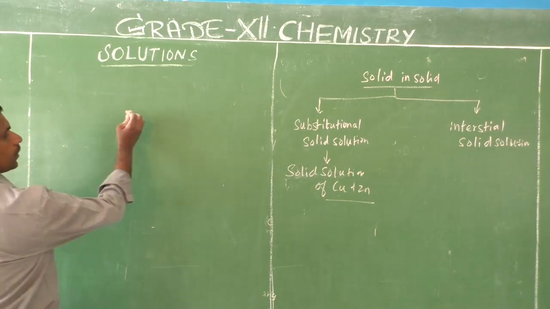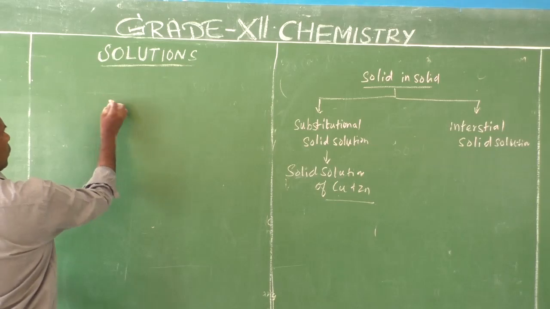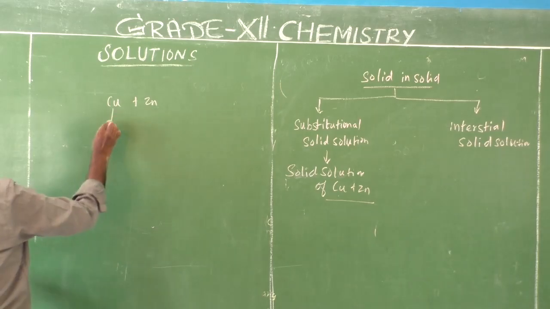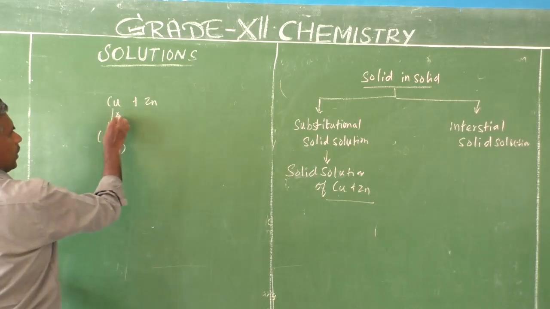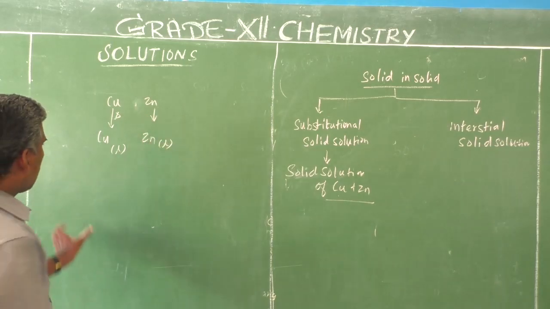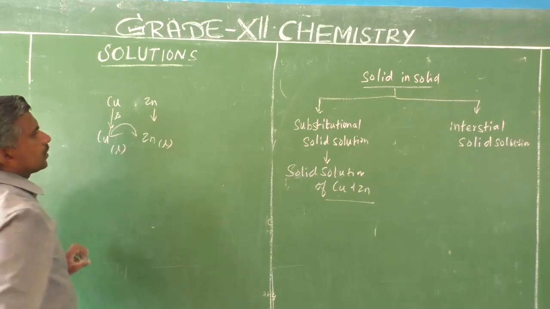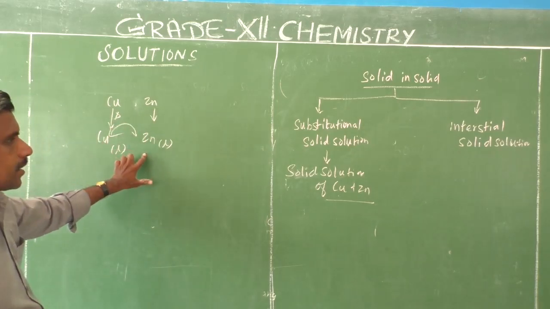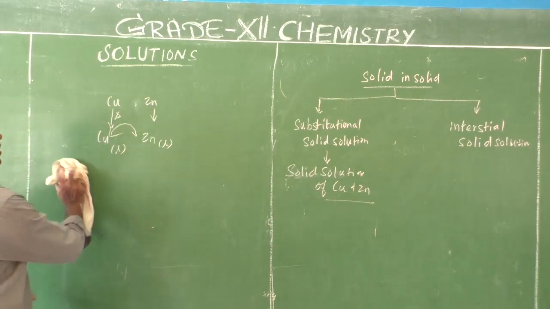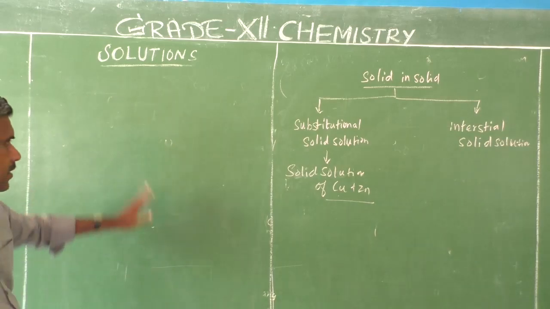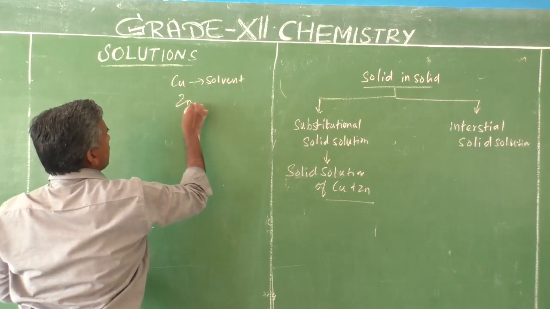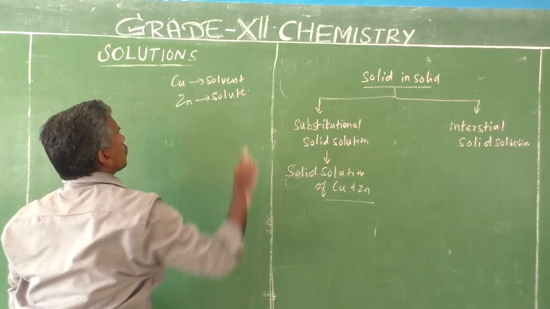Now, how is it formed? You take copper metal and zinc metal. Copper is made liquid by heating, and zinc is made liquid too. That is the molten form. Now these two are mixed, copper and zinc. That is known as solid solution. Here, what is the solvent? The maximum amount is the solvent. Here, copper is the solvent, and zinc is the solute.